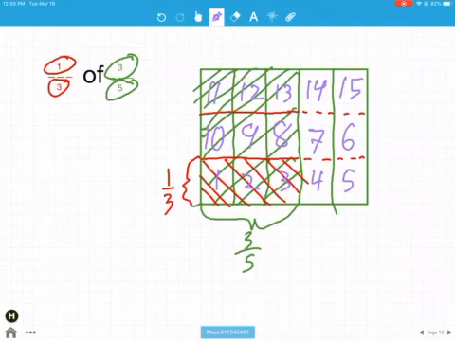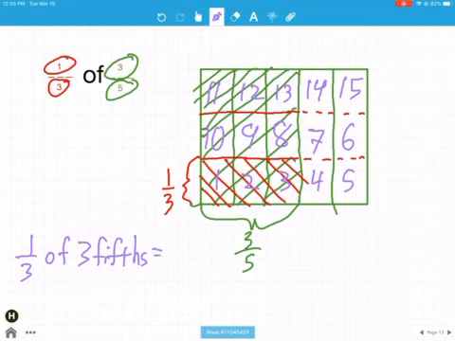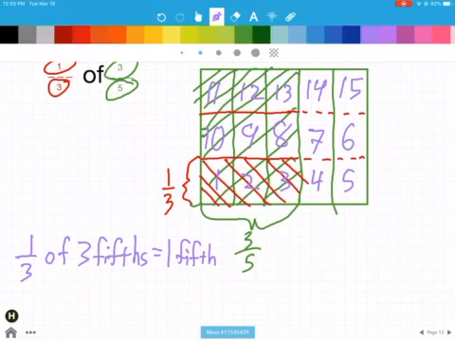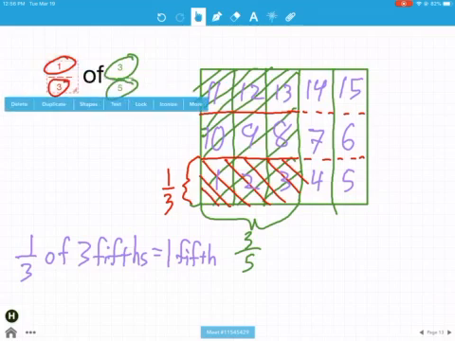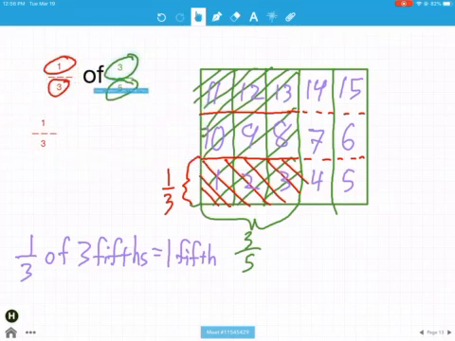If we look at our word problem, we will have 1/3 of 3/5, and we should know that that's 1/5. So how do we know 1/5? Well, this one is fairly easy. We can go ahead and move our numbers over here, our fractions over here.